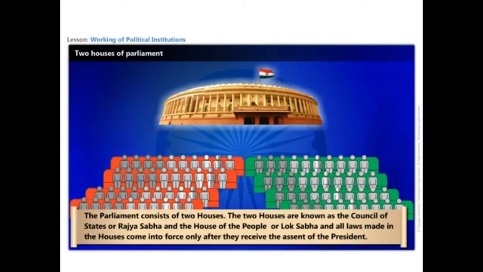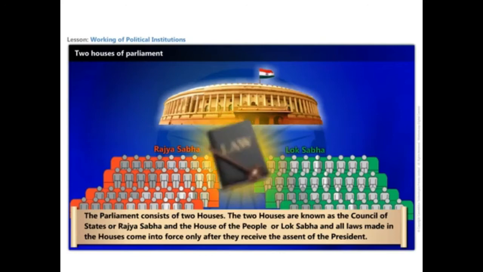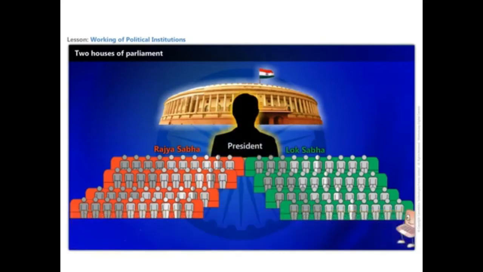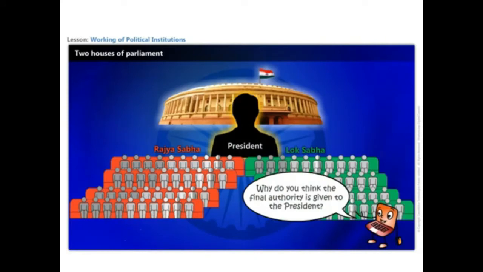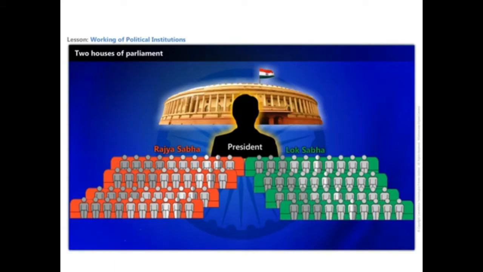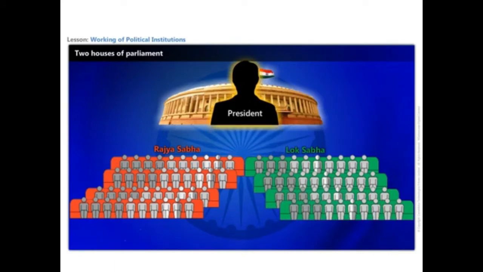The two houses are known as the Council of States or Rajya Sabha and the House of the People or Lok Sabha, and all laws made in the houses come into force only after they receive the assent of the President. Why do you think the final authority is given to the President? The President of India is a part of the Parliament, although he is not a member of either house. That is why the assent of the President is taken to make it come into force.